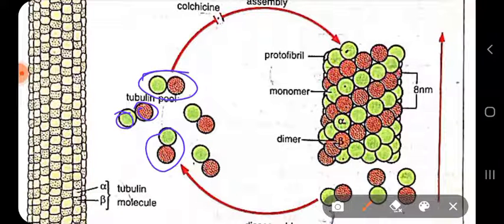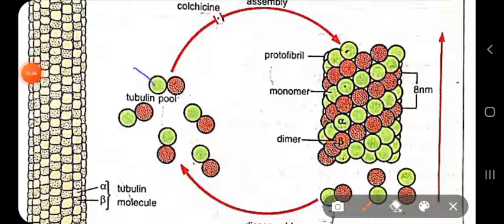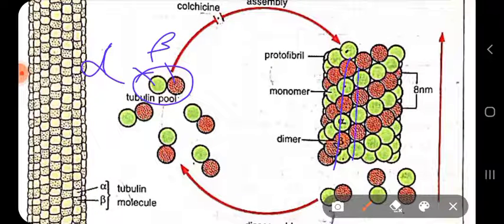So these heterodimers of tubulins assemble to form a linear protofilament, right? These heterodimers, this one is alpha and this one is beta, form the protofilament one by one, with the beta tubulin of one dimer contacting the alpha tubulin of the next.